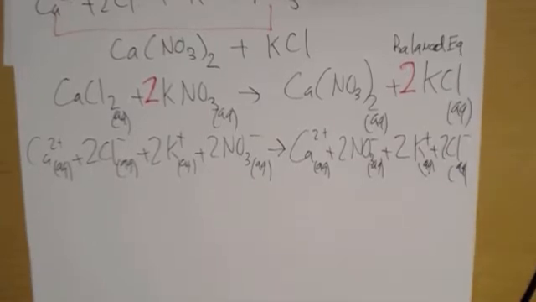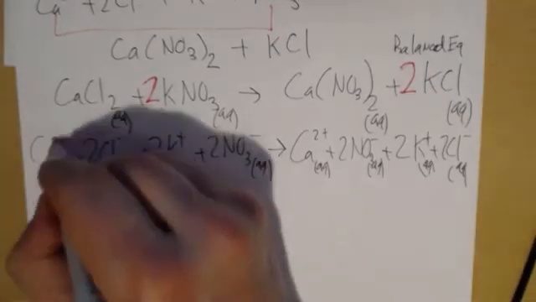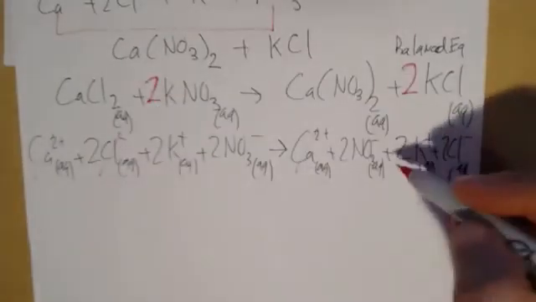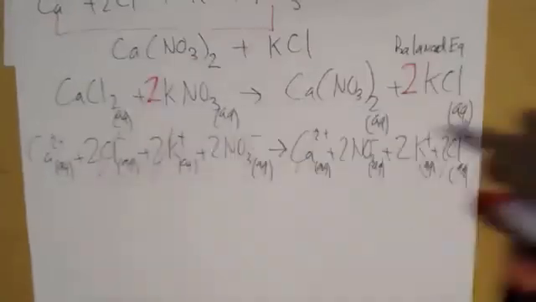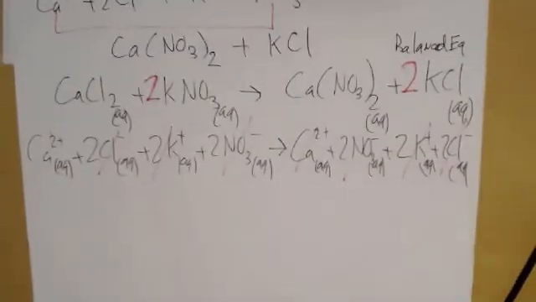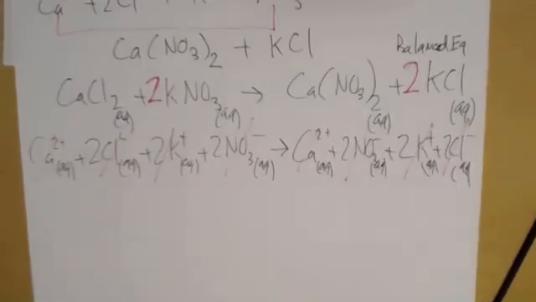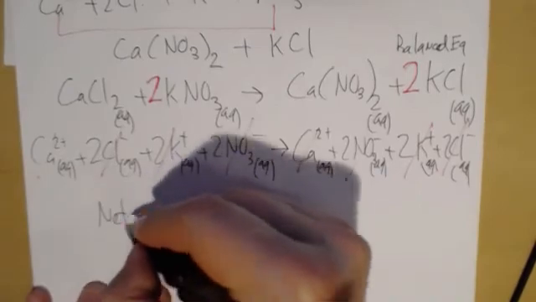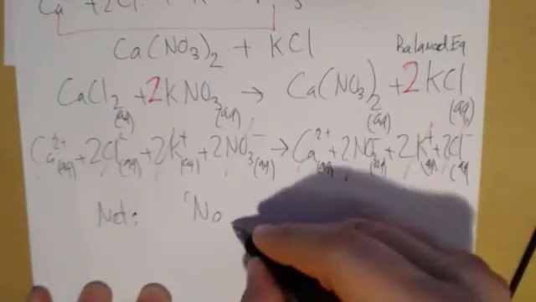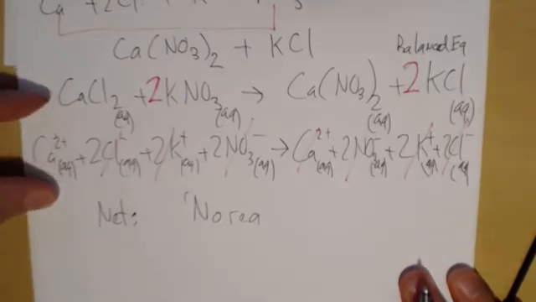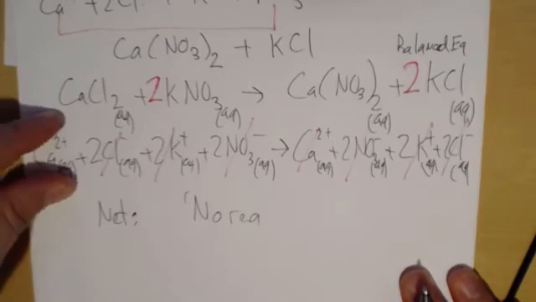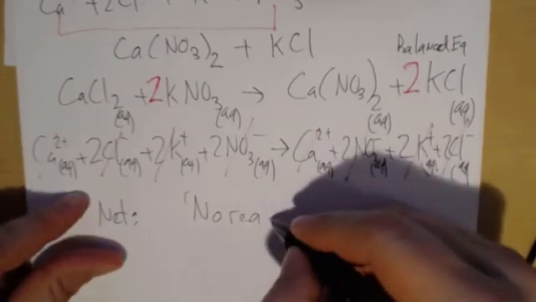So what cancels? Anybody? I see 2K, calcium. Calcium's gone. Chloride's gone. Potassium's gone. It's all gone. There's nothing left. So this is why you can think of it as a null set. So what you need to write for the net is no reaction. You can show this as your total ionic, you can do the balanced equation, the total ionic, but for the net, you better say no reaction because there's nothing left.